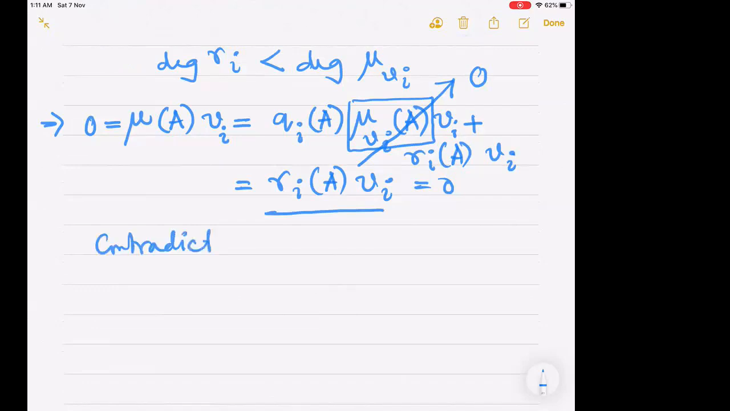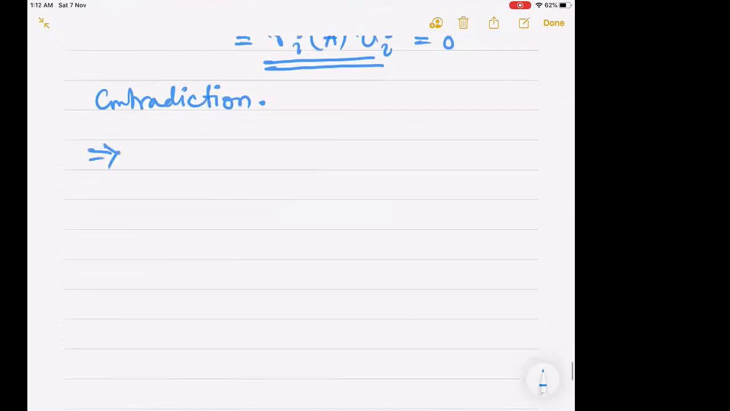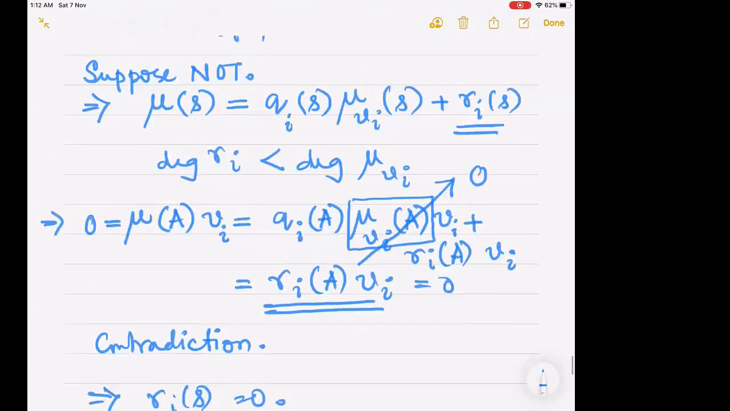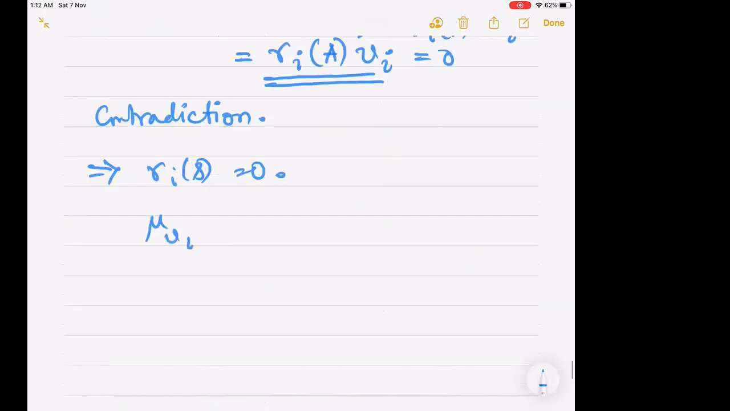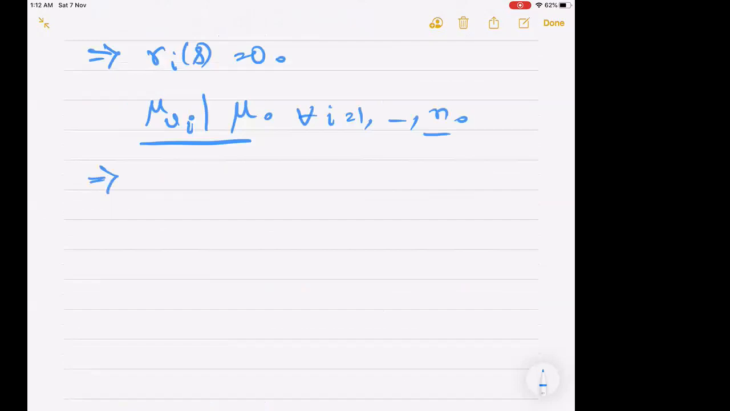So what is the only option left to us? This has to be 0. So this implies ri must be 0, which means mu vi must divide mu, for all i equals 1 to n. So if that is the situation, then the LCM of mu v1 up to mu vn, which is f, must also divide mu.